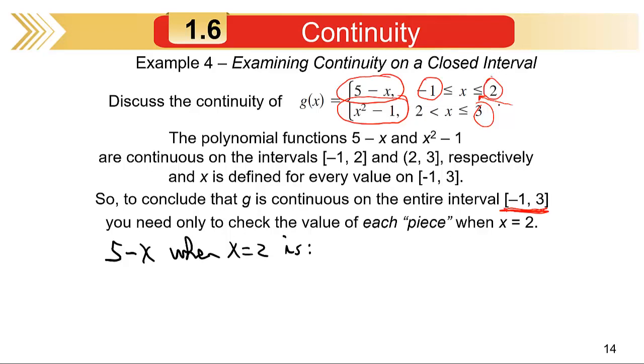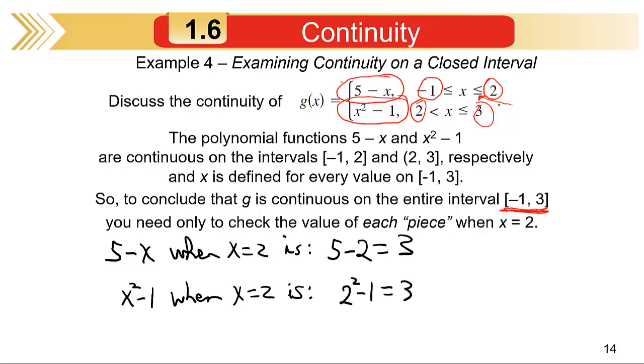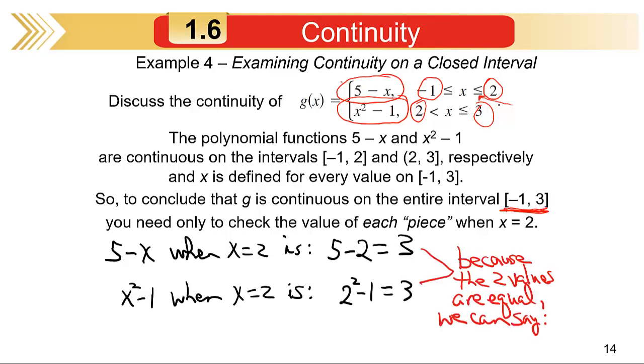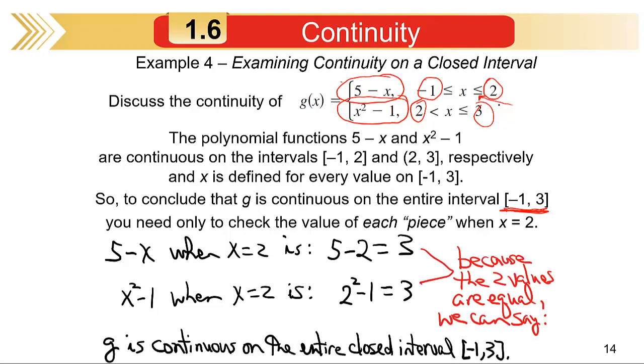Notice the rule changes at 2. 2 is where you go from the top to the bottom. So you just have to check 2 in the top one. 5 minus 2 is 3, and then you check 2 in the bottom one. That's 2 squared minus 1, which is 3. And if those two values are the same, then you can say that the function is continuous over the entire closed interval. Had one answer come out to be 3 and the other one negative 2, then it would not be continuous. There would be a gap there.